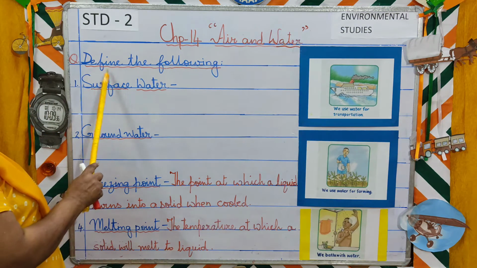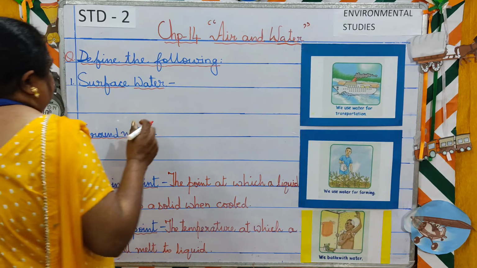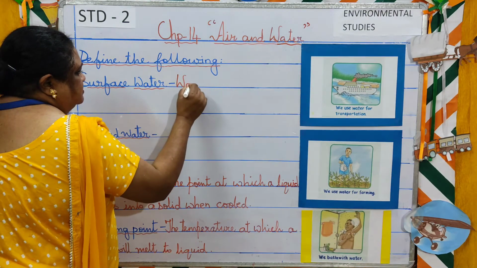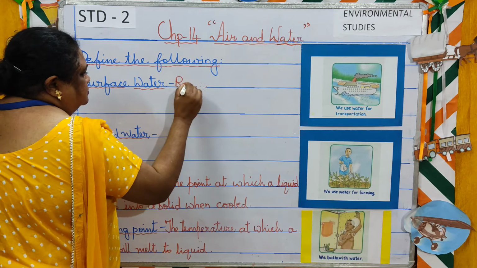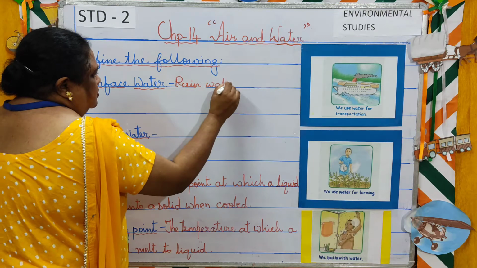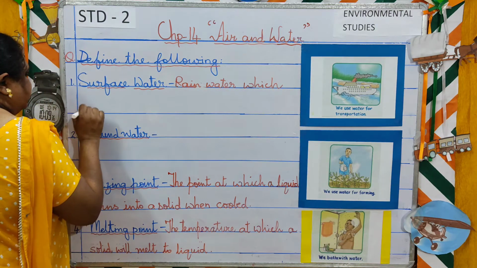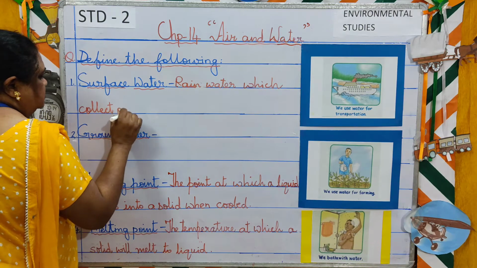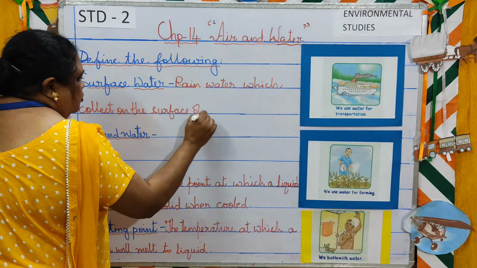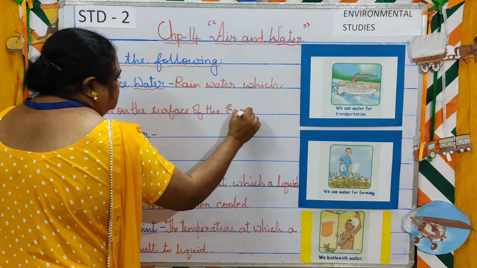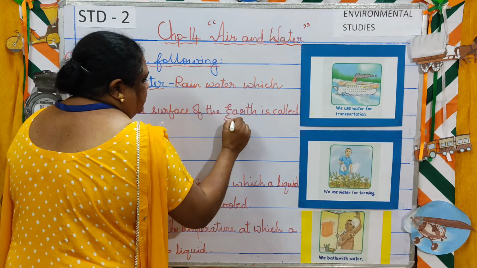Now, define the following. Number 1, surface water. What is surface water? Rainwater which collects on the surface of the earth is called surface water.